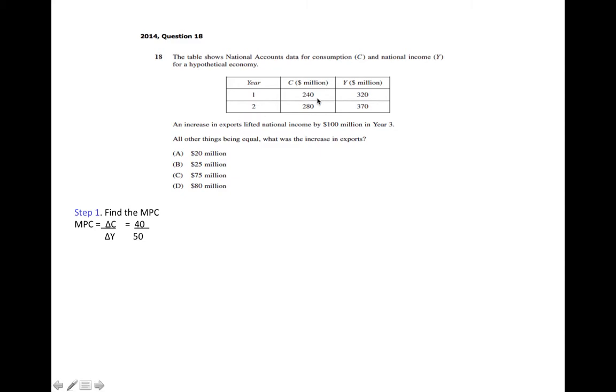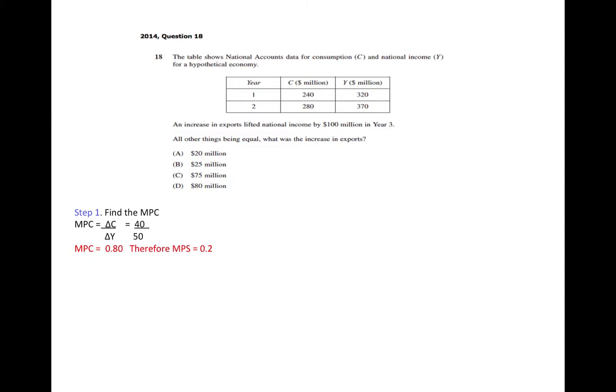So change in consumption we can see is 40. That's simply 280 minus 240, just the difference. The change is 40. Okay, same for national income. Change is 50. 370 minus 320 is 50. Okay, so if we figure that out, 40 divided by 50, we get 0.8. So our MPC is 0.8. Therefore, our MPS is 0.2, because remember, MPC plus MPS equals 1. All right, so if MPC is 0.8, MPS has to be 0.2.